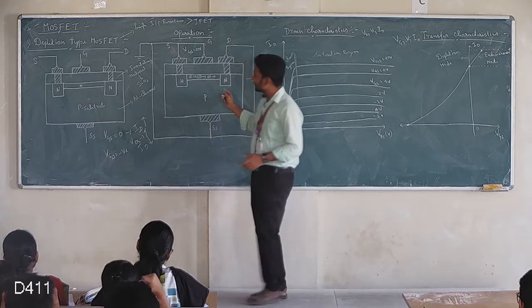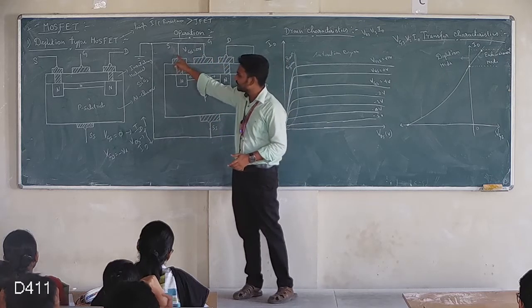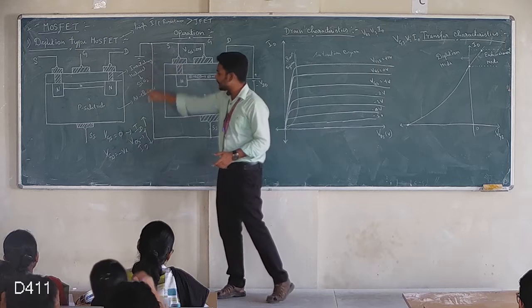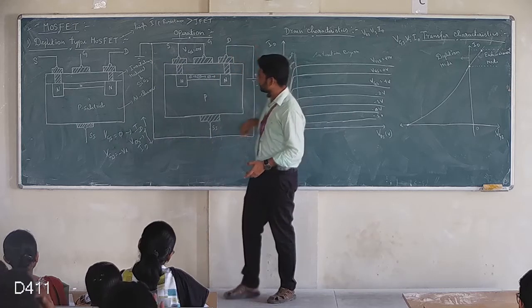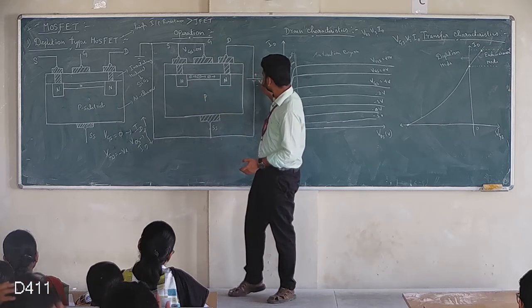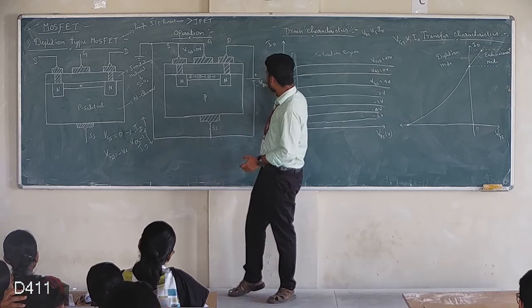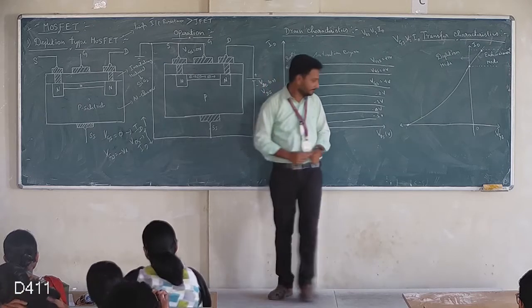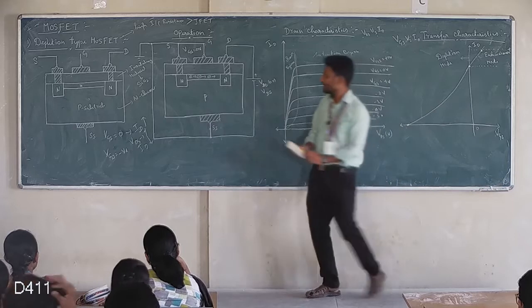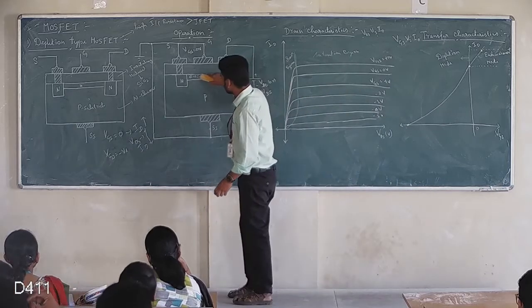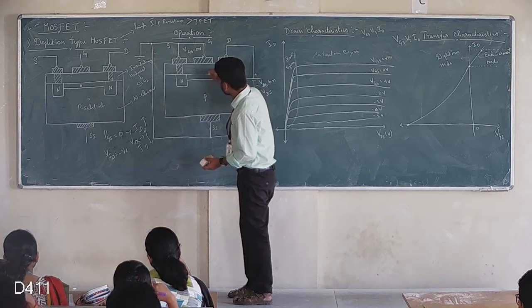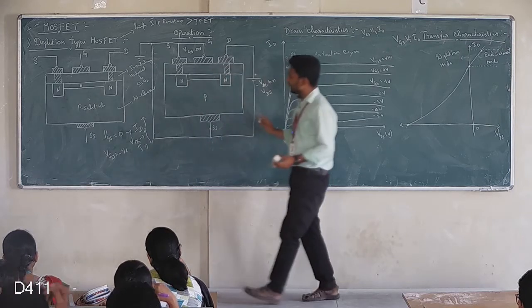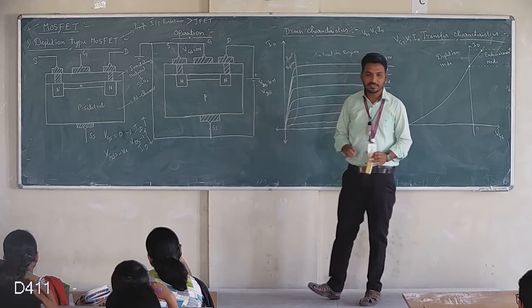Here I am going to connect G with S. Already I told that S is always connected to the substrate. Here I am going to connect D with this S. This is VDD or VDS. Initially I am going to apply VGS equal to 0.